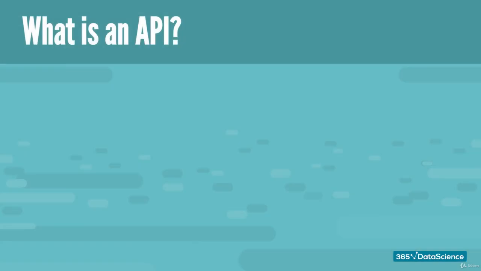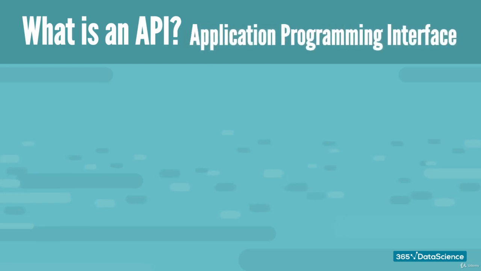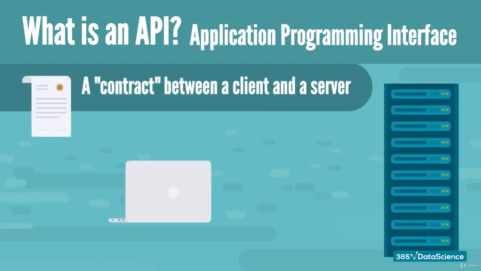Let's start off with the question, what is an API? API stands for Application Programming Interface. This abbreviation may sound somewhat unclear, but the concept is pretty simple. Basically, an API specifies how software components should interact. You may think of it as a contract between a client and a server.